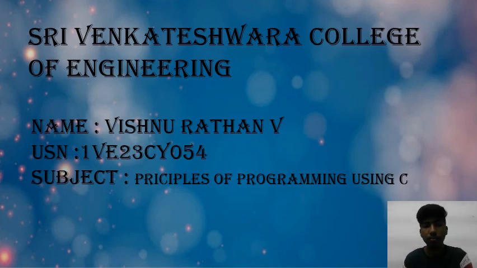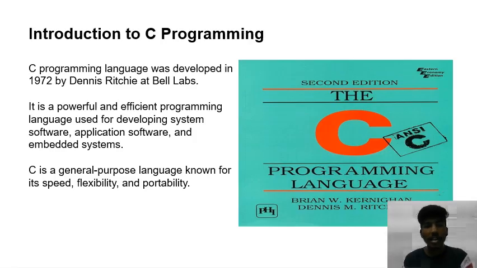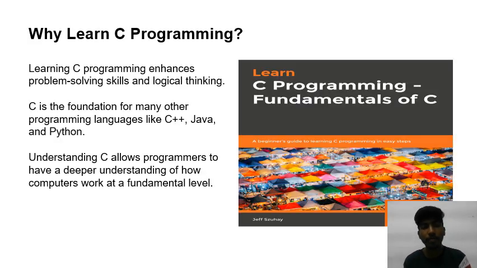Today's subject is Principles of Programming using C. Topic is Introduction to C Programming. C programming language was developed in 1972 by Dennis Ritchie at Bell Labs. It is a powerful and efficient programming language used for developing system software, application software, and embedded systems. C is a general purpose language known for its speed, flexibility, and portability.